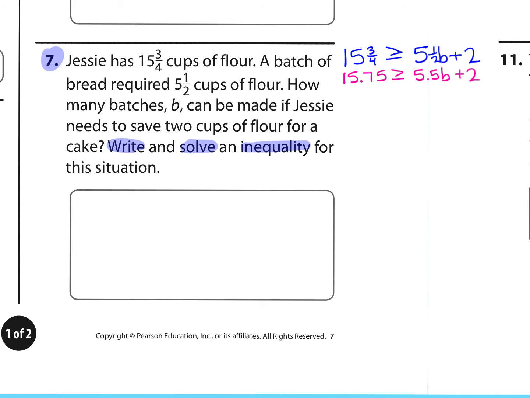Okay, so now I have got this term 5.5b that I want to get by itself. So I'm going to subtract 2 from both sides of the inequality. We get 13.75 is greater than or equal to 5.5b. Now we want to get b by itself. So we're going to divide both sides by 5.5.